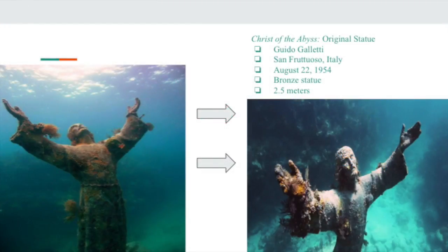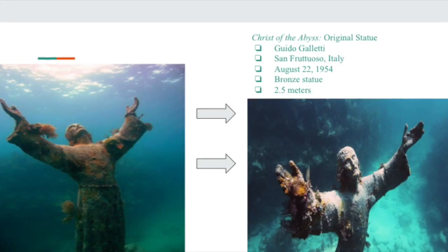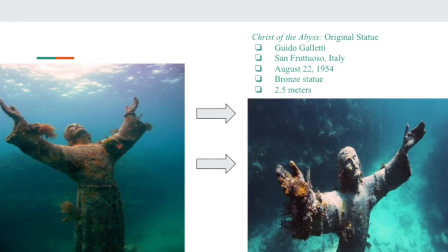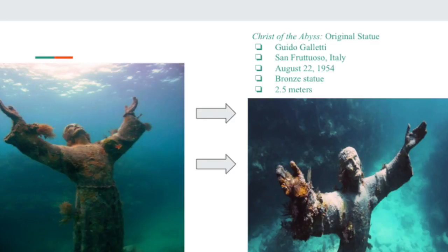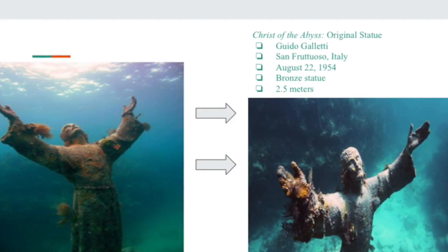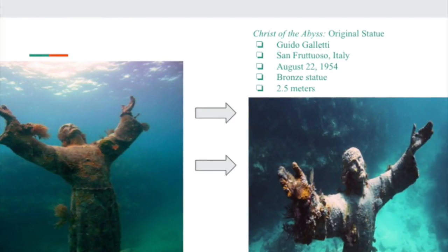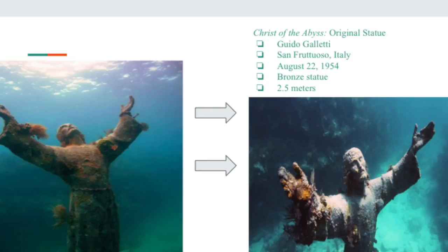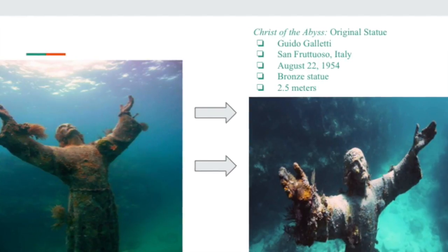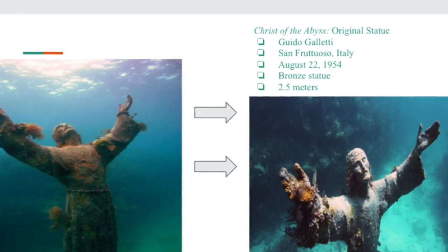It was created by sculptor Guido Galletti, who was hired by a diver that wanted to dedicate it to Dario Gonzatti. Gonzatti was the first diver to use scuba gear and passed away during a dive near the location off of San Fruttuoso, Italy. The medium of this 2.5 meter high statue is quite unique. Medals of deceased loved ones such as Olympic athletes, Marines, firefighters, and others were used to create the bronze statue.